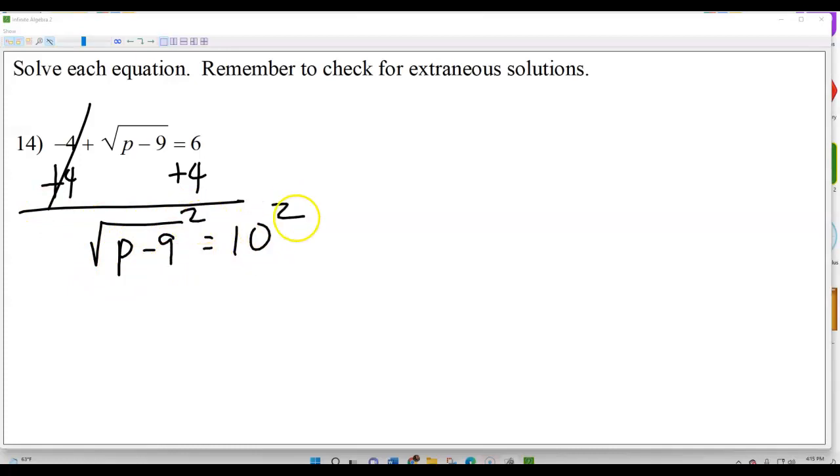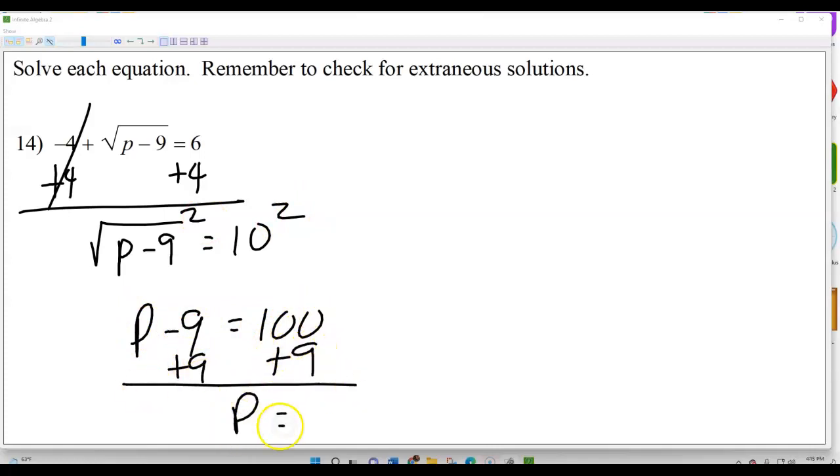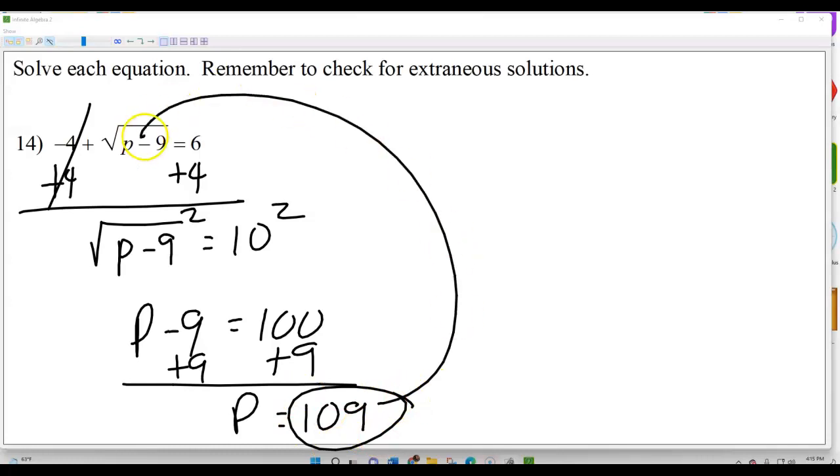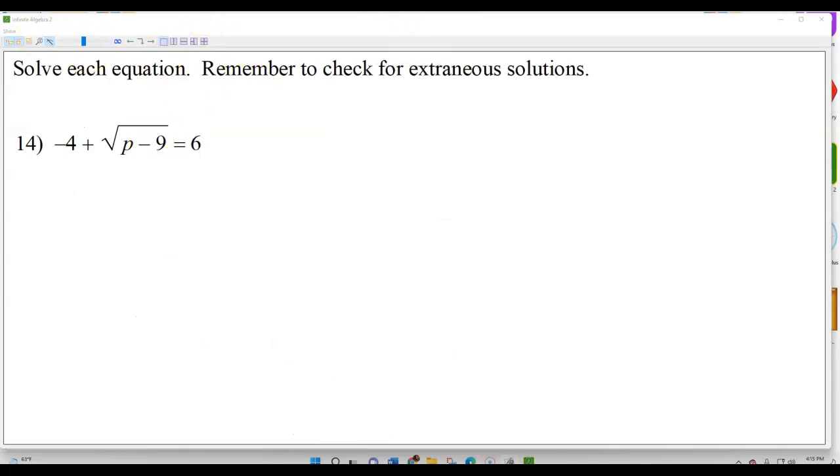And then you're going to square both sides. And then you're going to solve for p. And once again, you'll want to check your answer, but I think it's pretty obvious that if you took 109 and plugged it in here, it's going to be okay. You're not going to end up with a negative underneath of the square root, so we're good to go. All right, let's go ahead and move along to number 16.